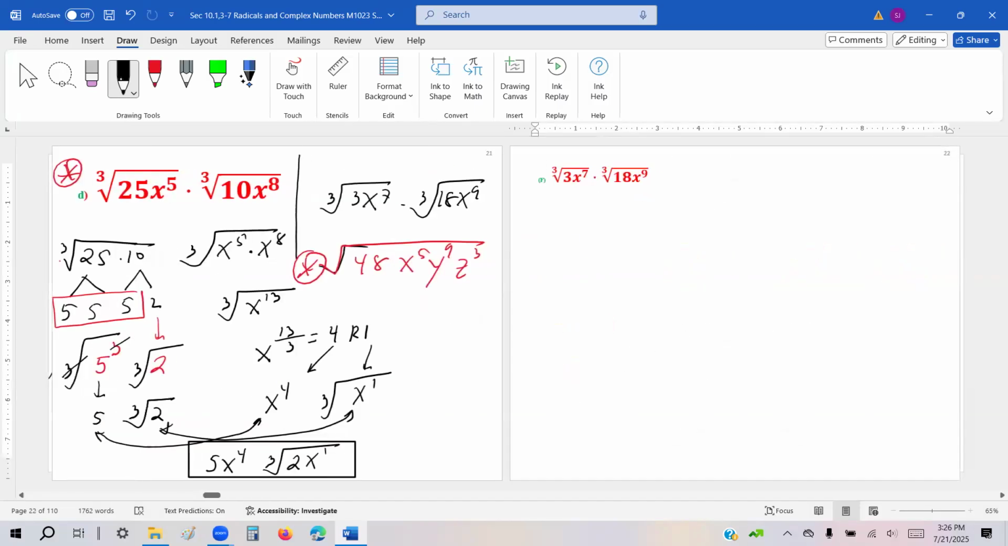The next one is the same, it's too small. But you guys can see it, right? So 3 times 18 under the cube root, and x to the 7, x to the 9 under another cube root. Now instead of multiplying, we can simply split them.